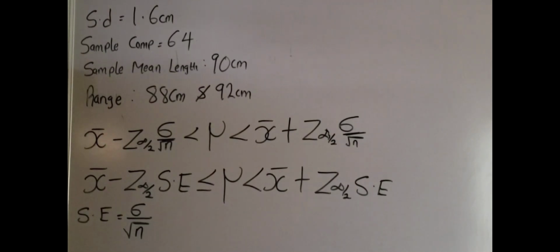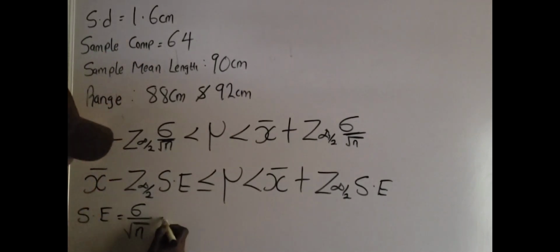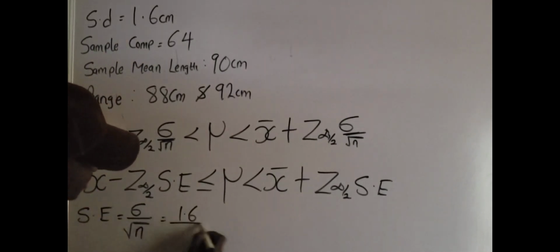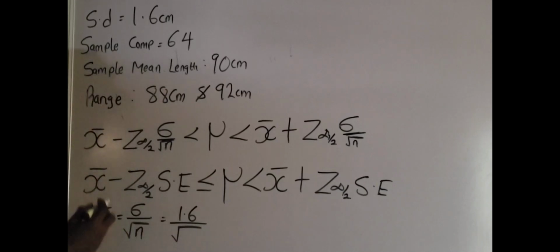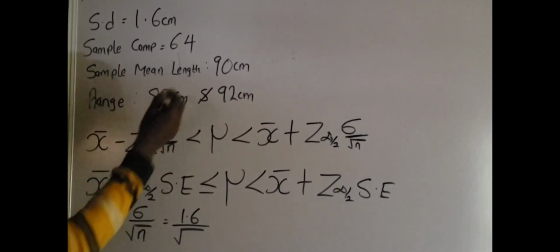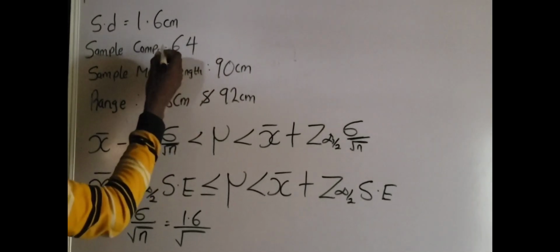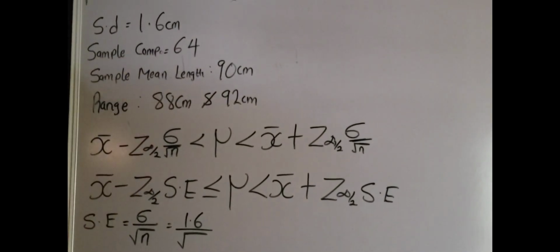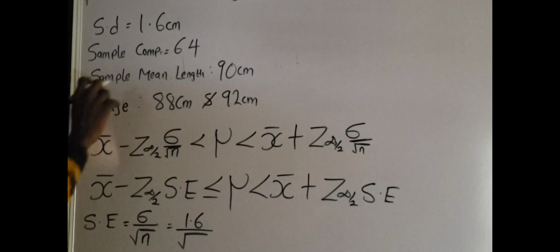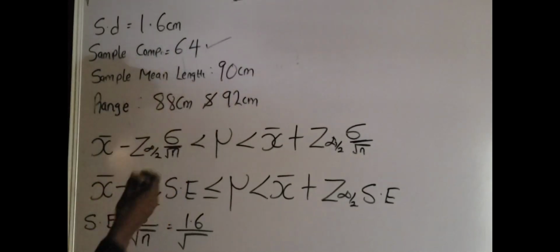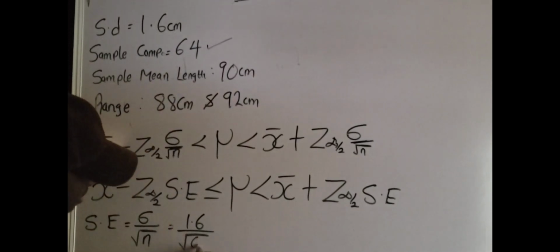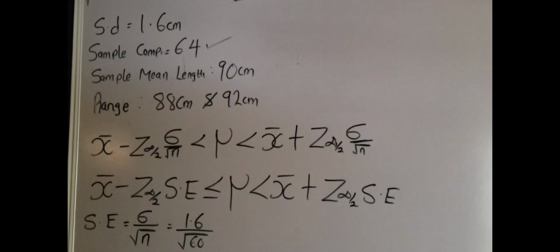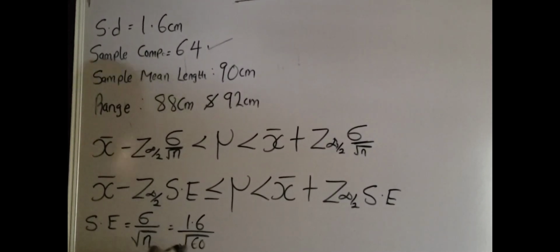Don't forget that we've been given that the standard deviation is what? 1.6. So for this, I'm going to have 1.6, which is the standard deviation, all over the square root of the total number that we sampled, which is 64. Okay, sampled component. I didn't write it in full, but when you are doing this in the exam, write it in full. Sampled component is the n.